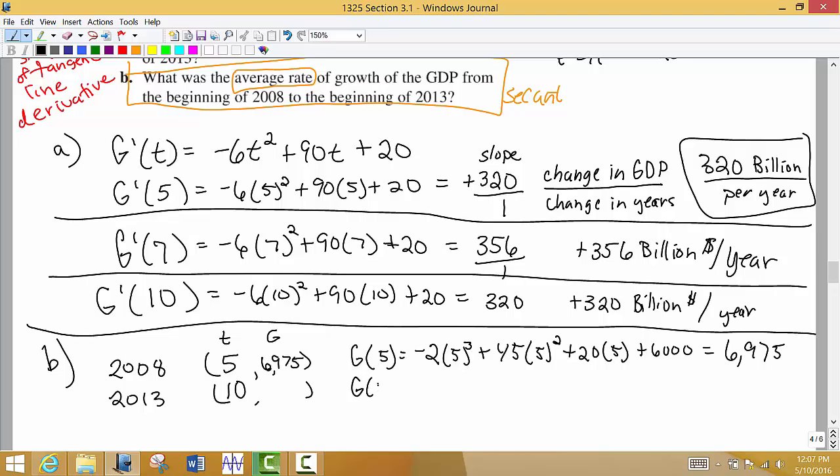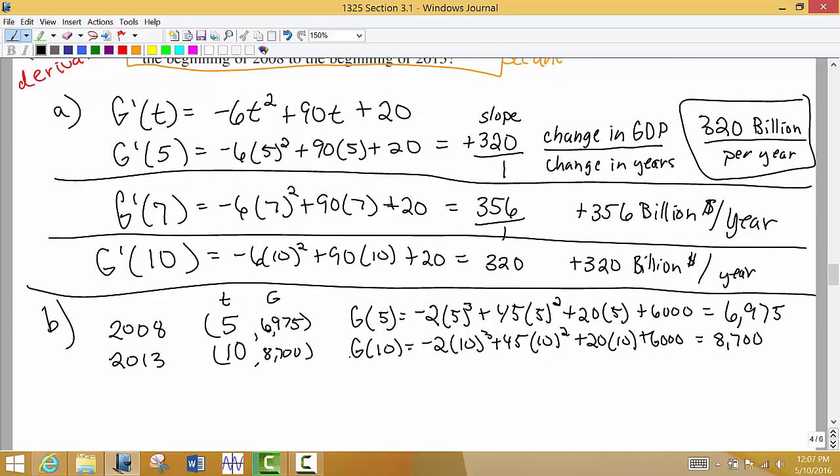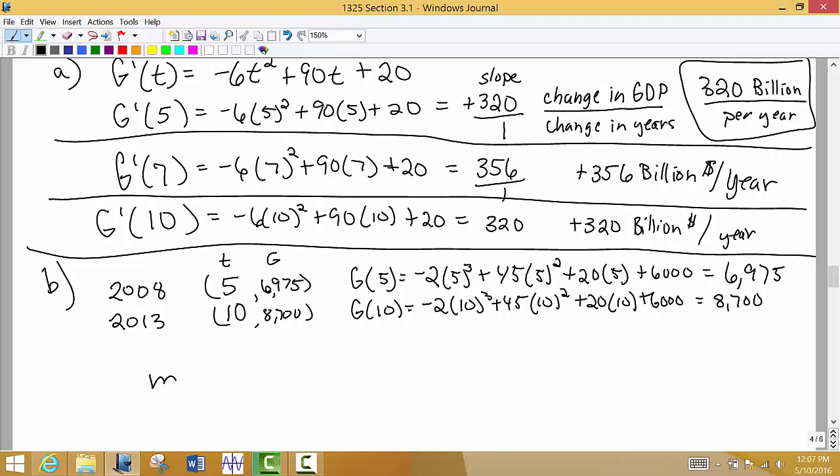Okay, then for g of 10, I'm going to do the same thing. We're going to put 10 into the function, the original function, in place of t. Just throw that right into your calculator and I get 8,700 billion. So we're looking for on average how the gross domestic product is changing over those 5 years. So we're looking basically for the slope of the secant line that goes through those 2 points.